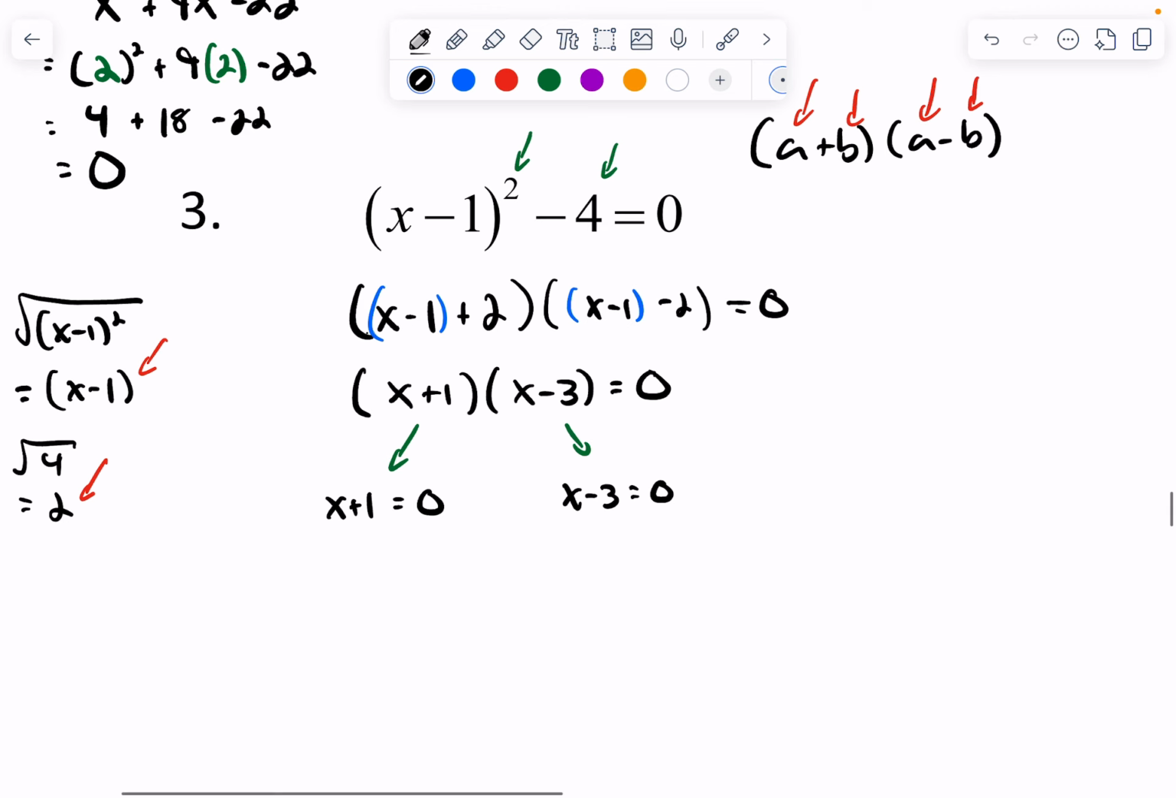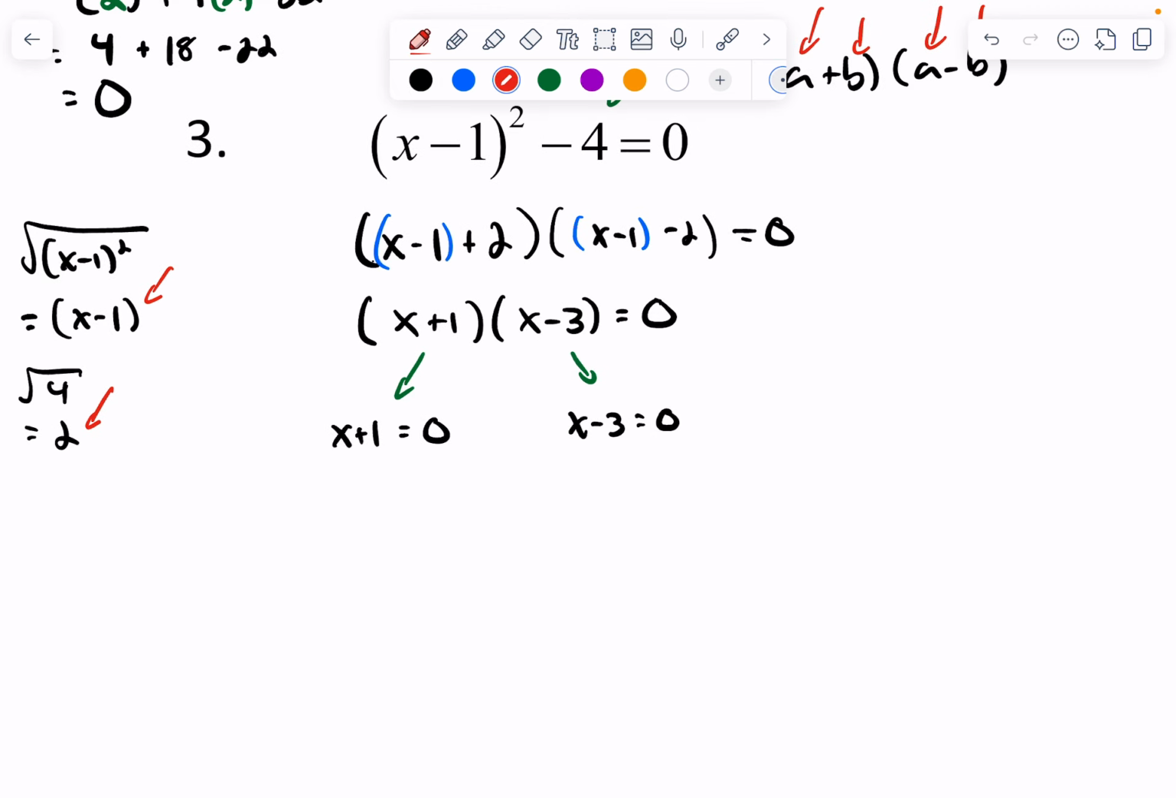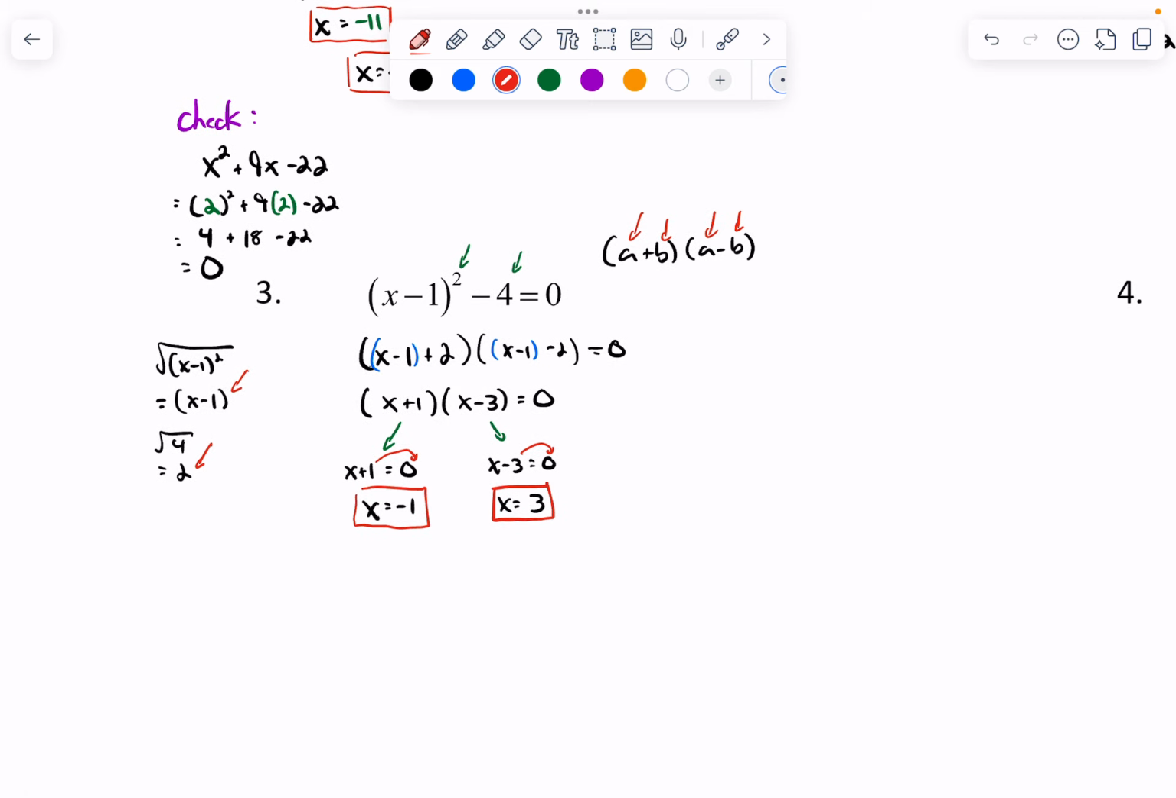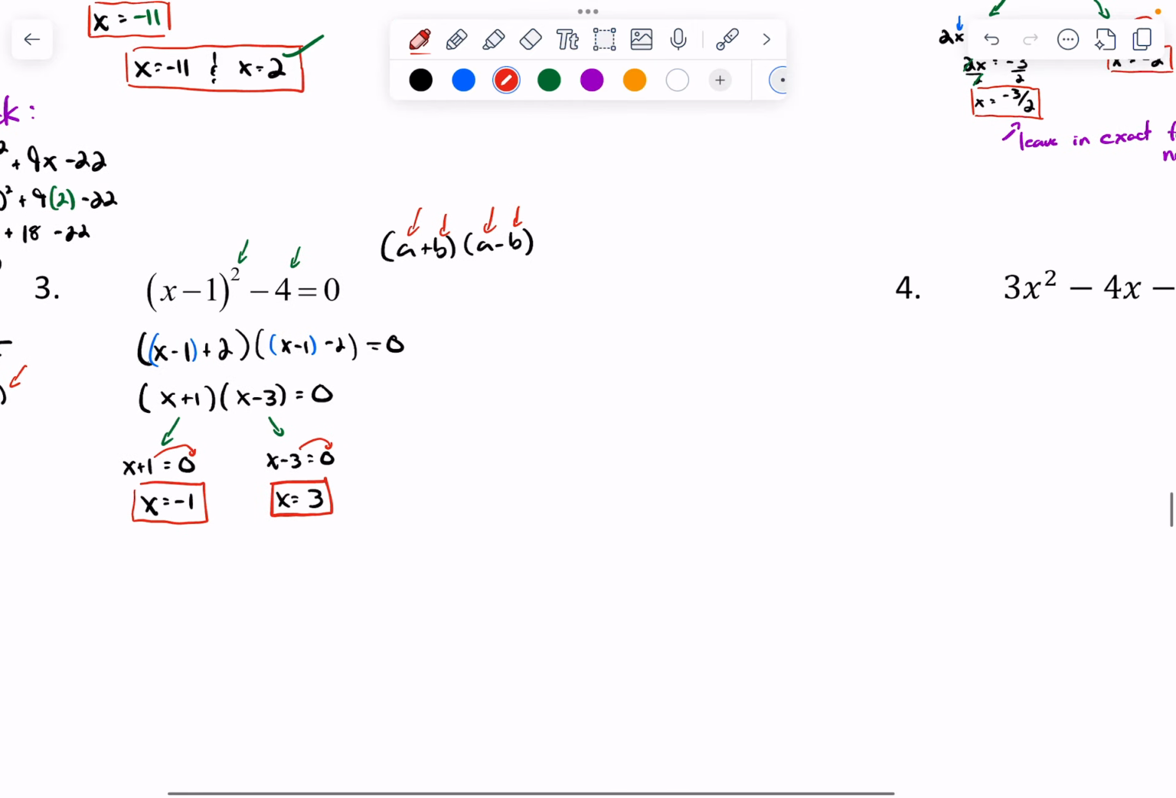Now solve, all right? So in this case, bring the positive 1 over. You're going to get x being negative 1 is a solution. And then bring this minus 3 over. You're going to get x equaling 3 as your second solution. Okay, I hope so far so good. Again, this is a review from grade 10. We're just solving quadratics. You're finding your x-intercepts.